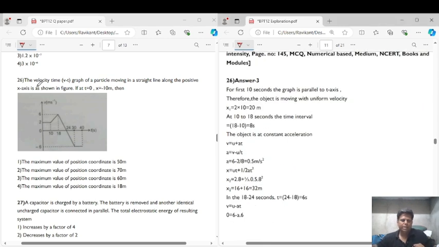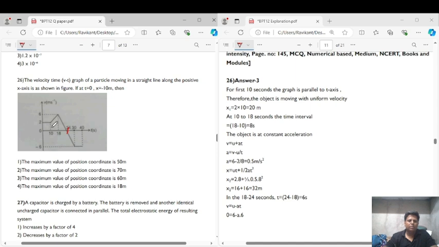So question number 26 says that the velocity time graph of a particle moving in a straight line along the positive x-axis is as shown in the figure, and at t is equals to 0, x is equals to minus 10 meters. So the maximum value of the position coordinate is 50, 70, 60 or 80. So maximum value of position coordinate will be given at the positive displacement, and in the graph you see that for first 24 seconds the velocity is positive, so the displacement will be positive, and after 24 seconds the velocity is negative, so the displacement will be negative, right? So if we calculate the displacement in first 24 seconds, we can get the answer.